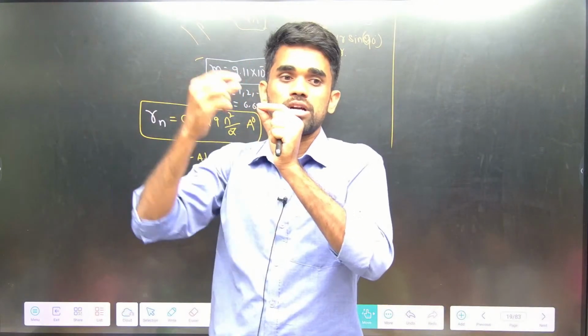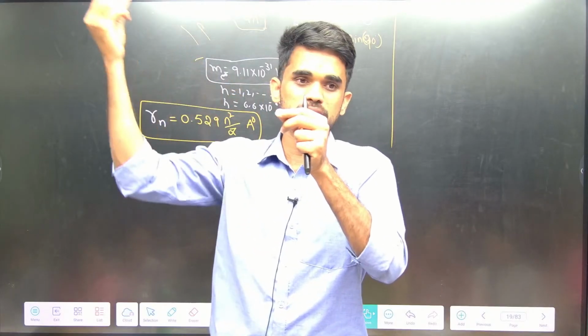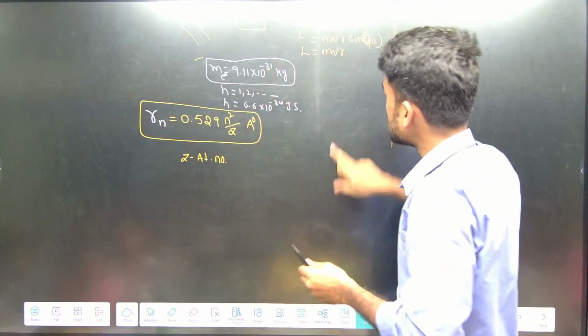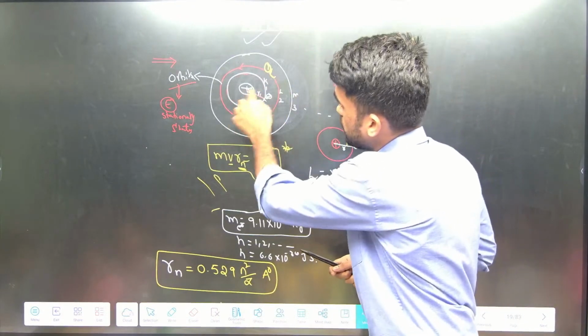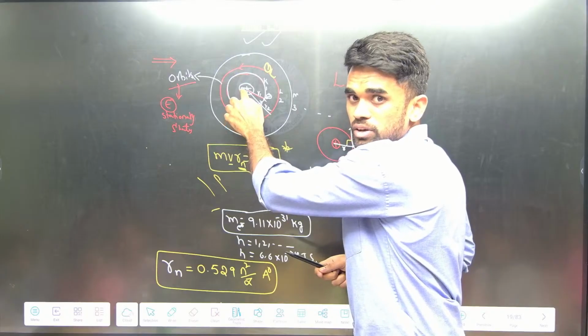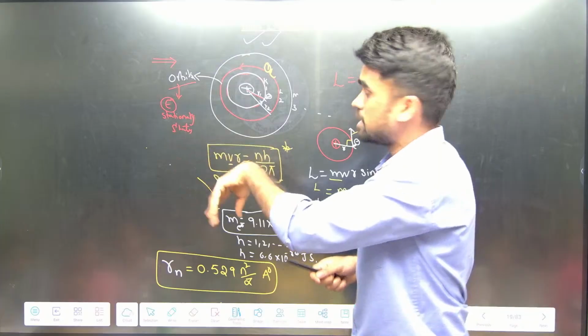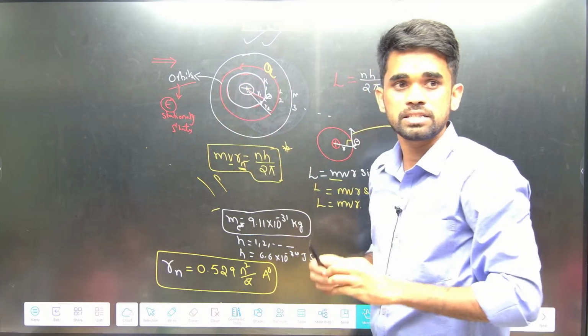Between the electron and the proton in the nucleus, what do they have? An attractive force. So the electron in the orbit will be attracted towards the nucleus. That is the attractive force. If only the attractive force were there, the electron would directly fall into the nucleus and the atom would be destroyed.